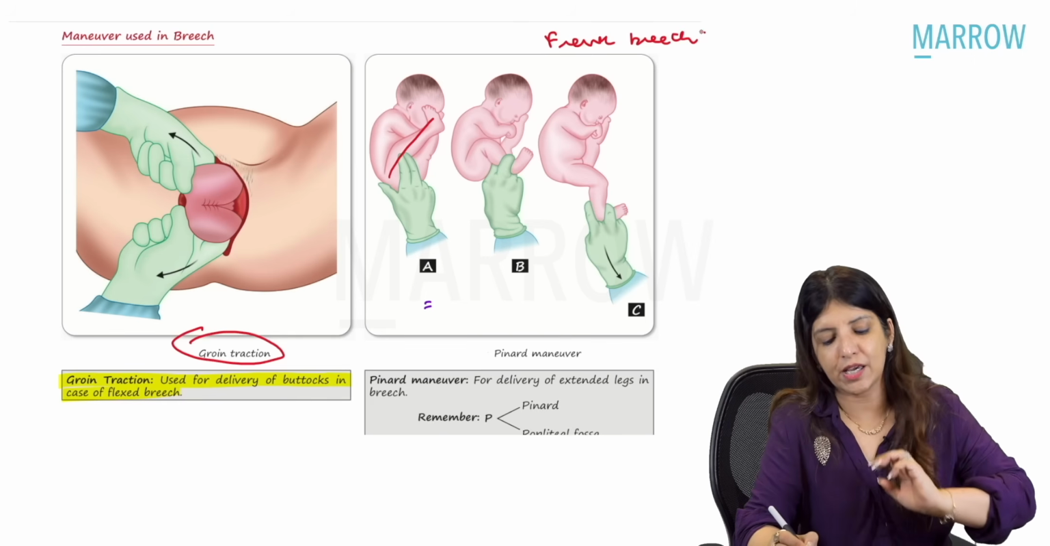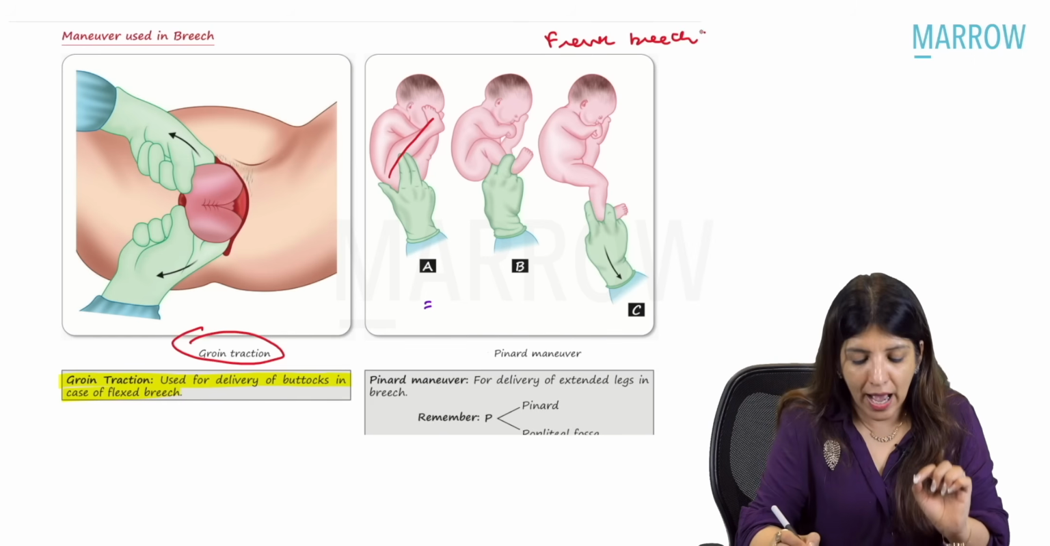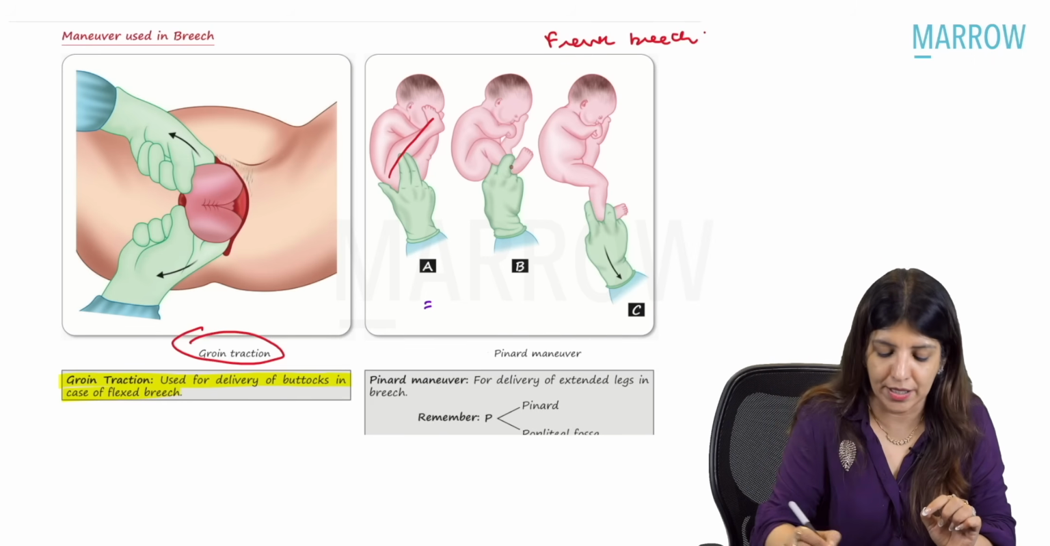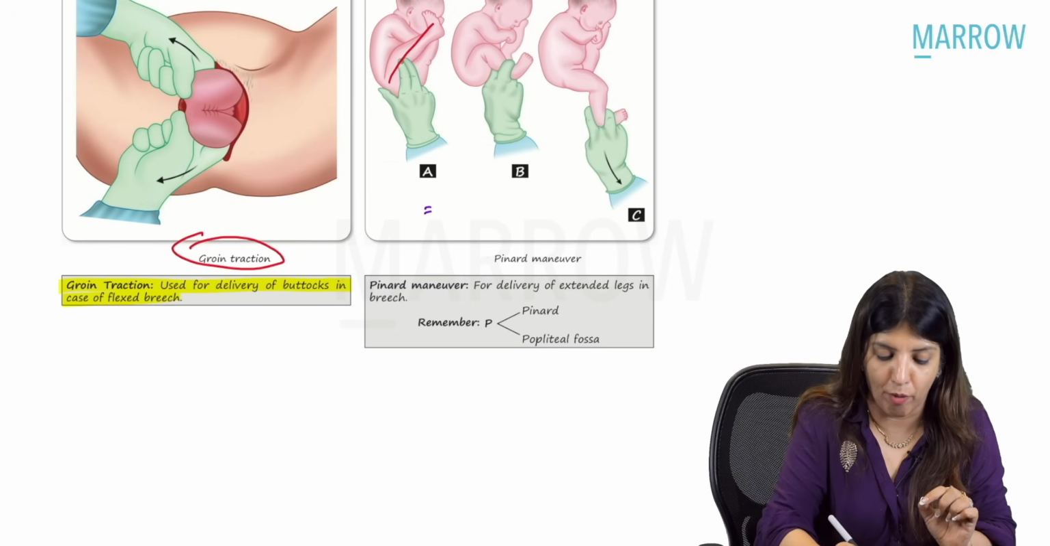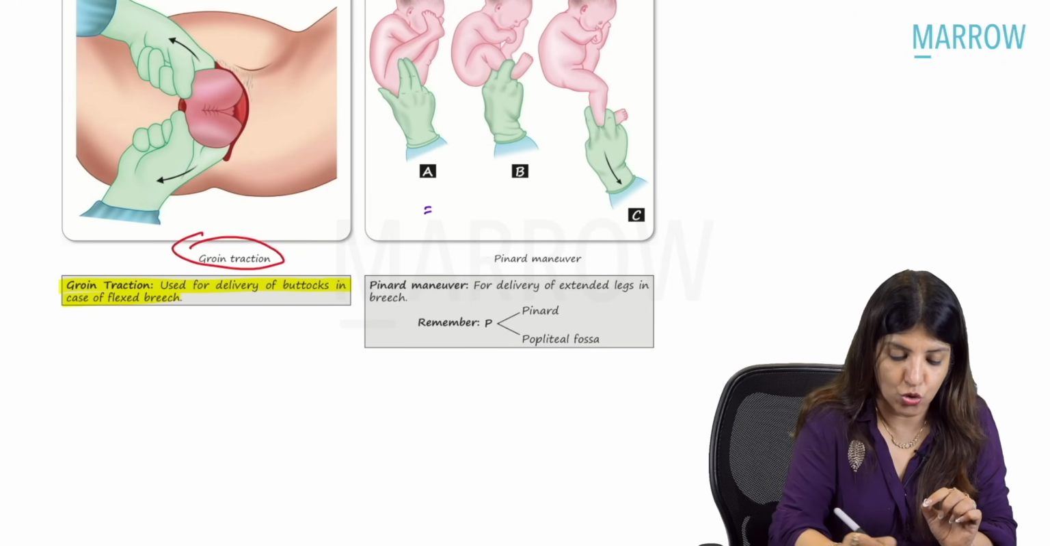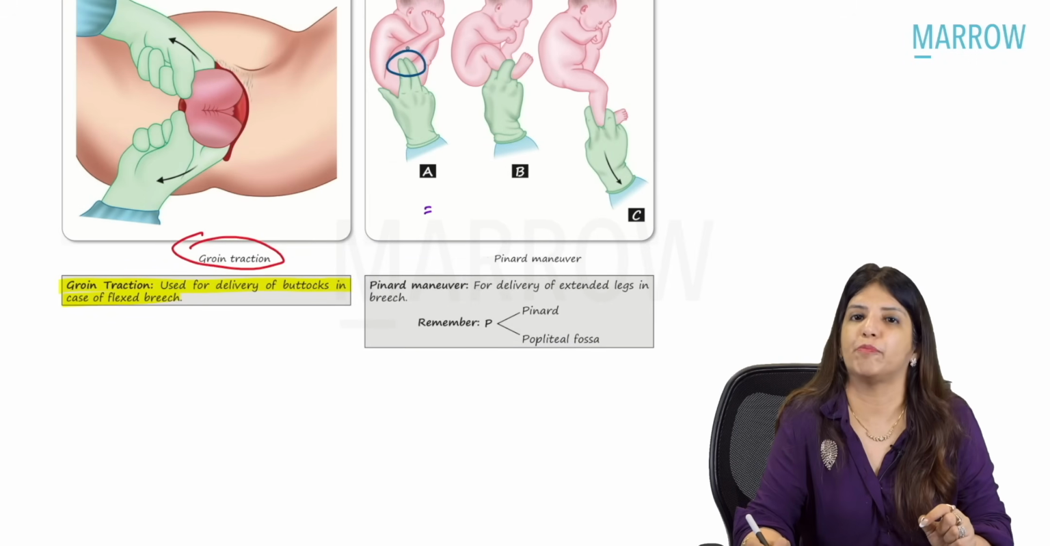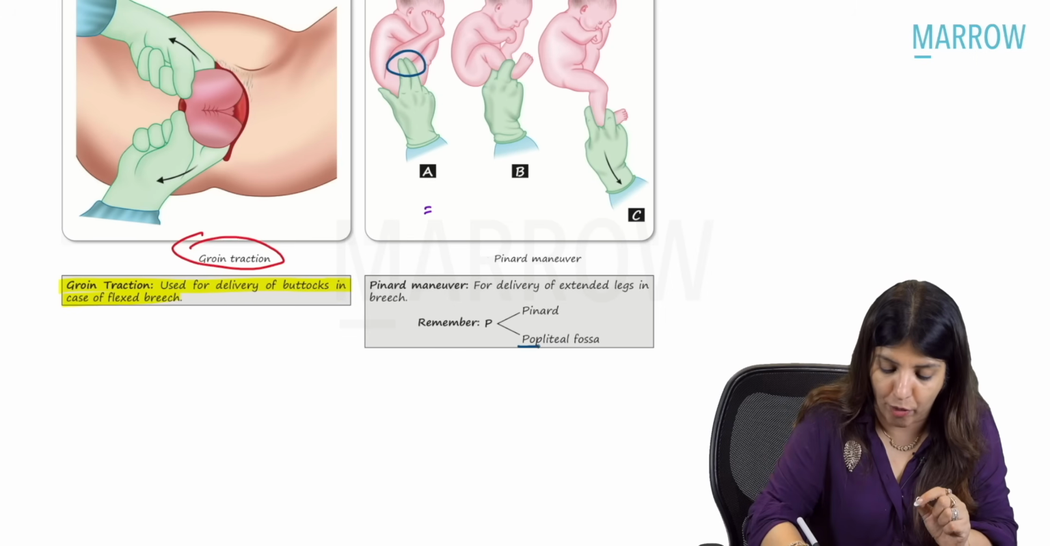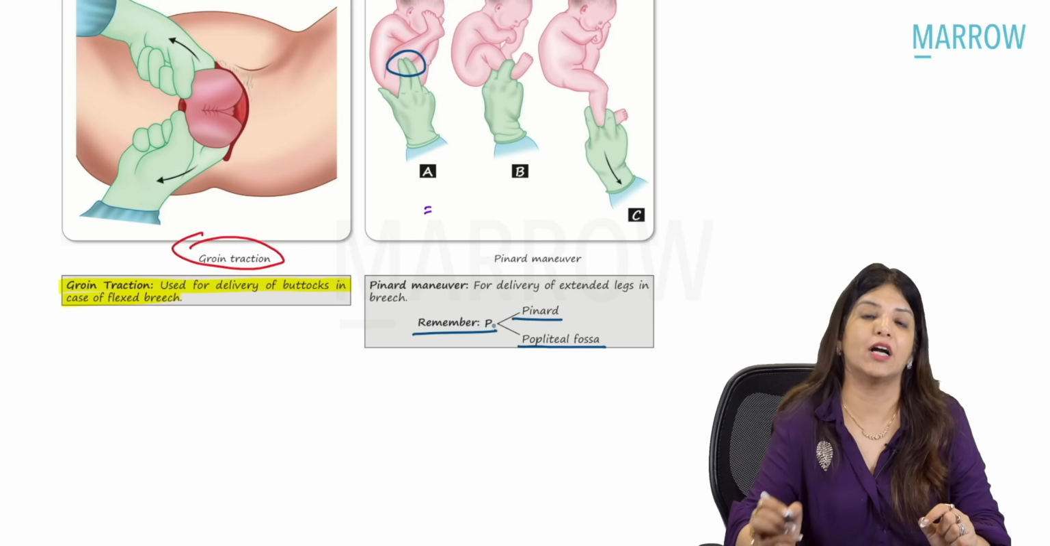Now, if it is a case of frank breech and you see that two fingers are being taken up till the popliteal fossa, P for popliteal fossa, P for Pinard's maneuver.